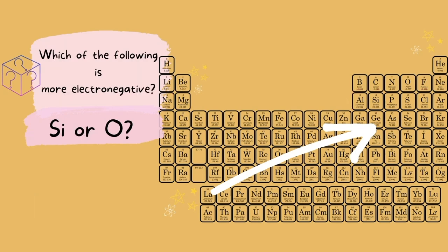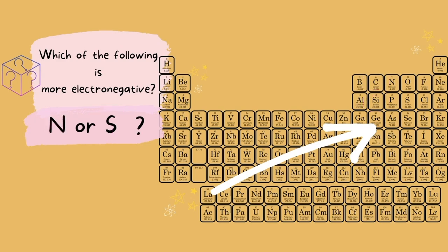How about silicon or oxygen? Oxygen is closer to fluorine, so it is more electronegative. How about silicon or carbon? Carbon is going to be more electronegative because it is above silicon.